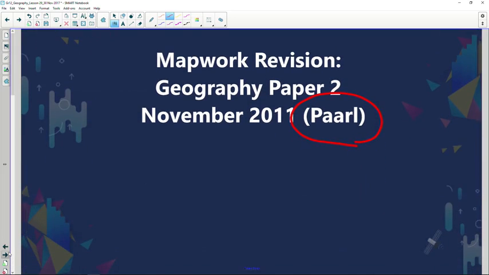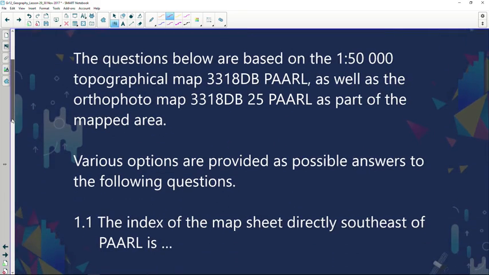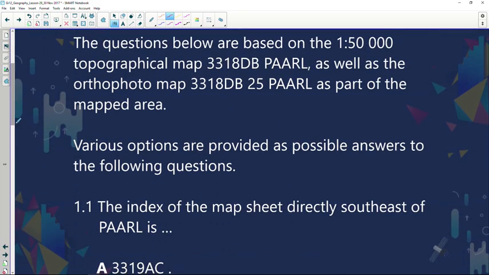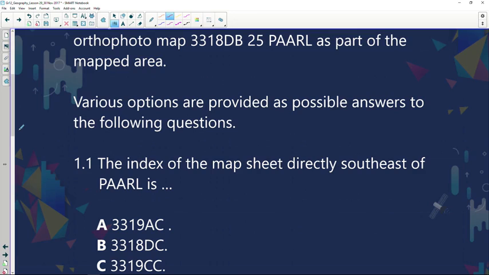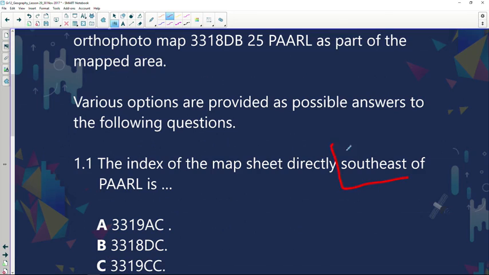Now the first question is usually multiple choice. You need to choose the correct answer, and the multiple choice can be from the topographical map or the orthophoto map. The first question: the index of the map sheet directly southeast of Paarl is. Before I continue, it's the map code. So you need to find out what is the map code southeast of Paarl.